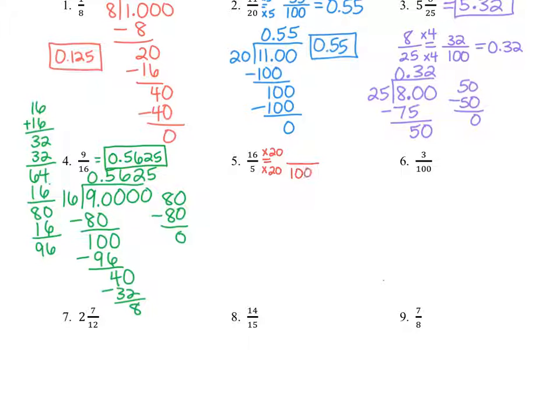So 5 times 20 will give me 100. And 16 times 20, 16 times 2 is 32. So since it's 20, it'll be 320. Okay, now be careful when you read this one. 320 hundredths.